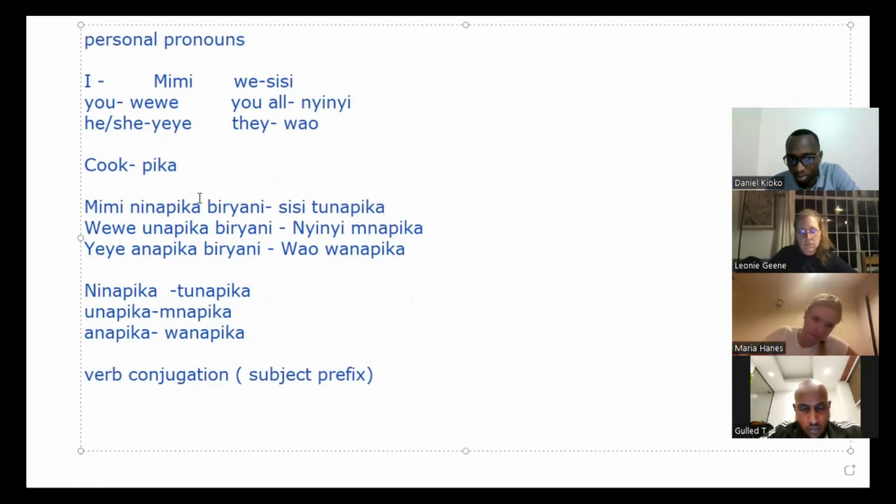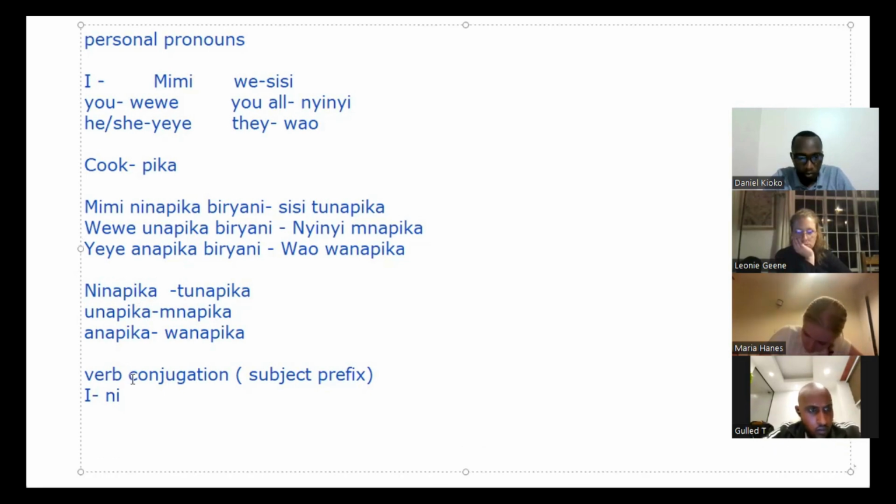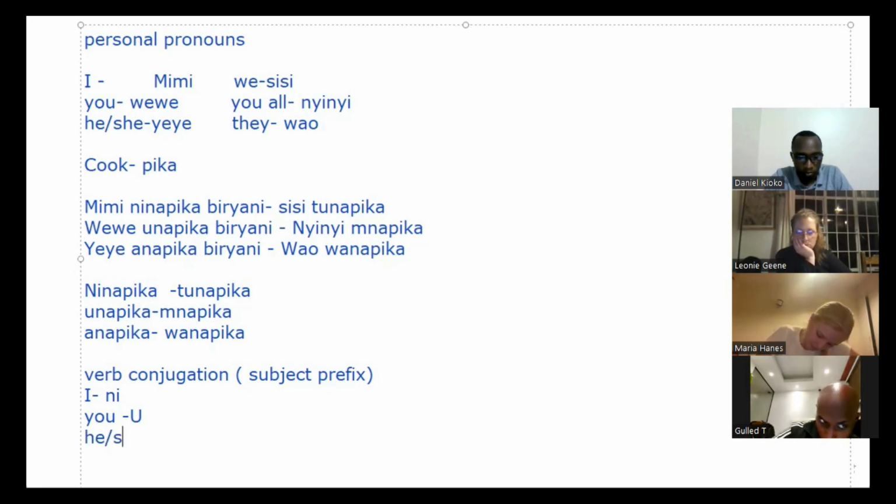So I can still do this. Both of these ways are correct because this whole sentence, ninapika, is made up of ni, which stands for I, na, the tense, and then pika, the verb. So that is what we call the subject prefix, ni. U is who, he or she is a, and then the plurals too.